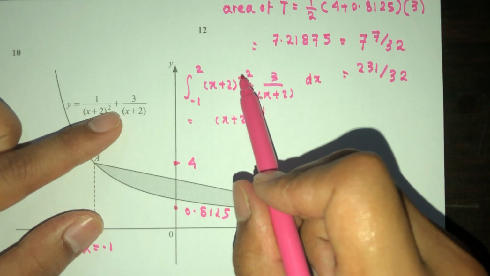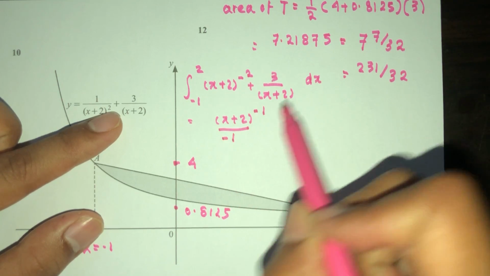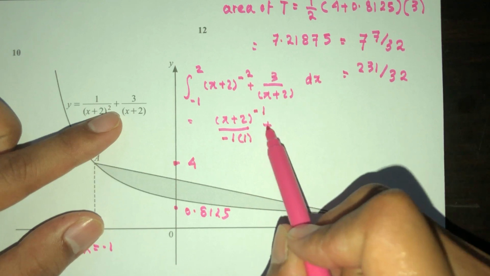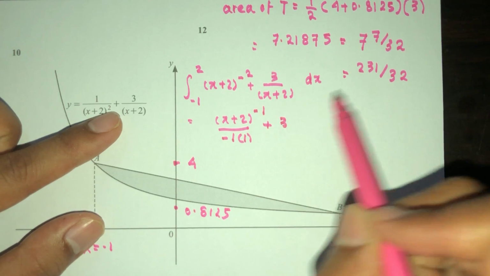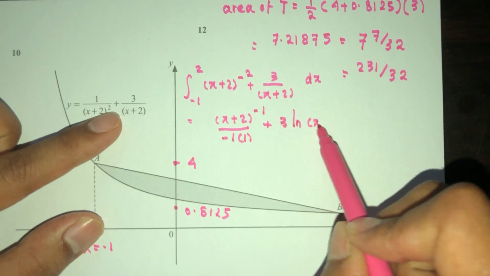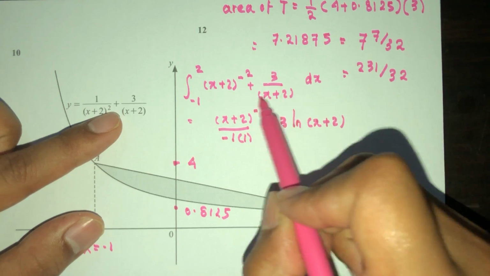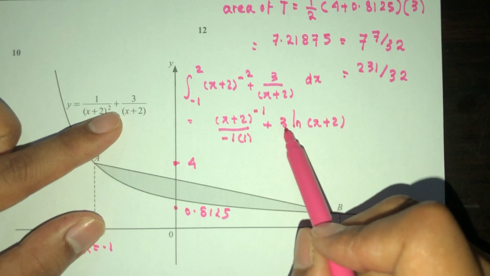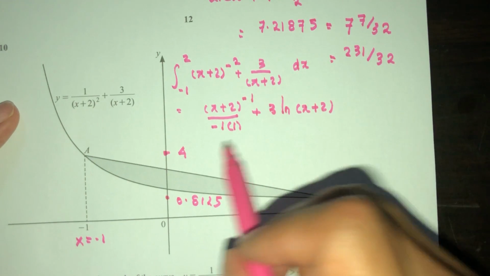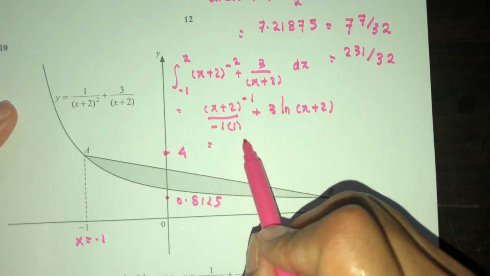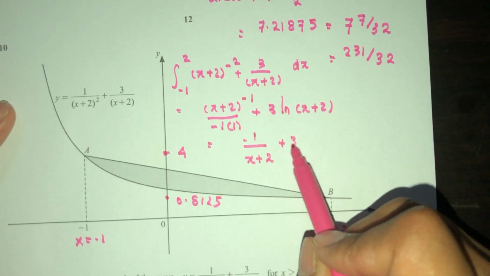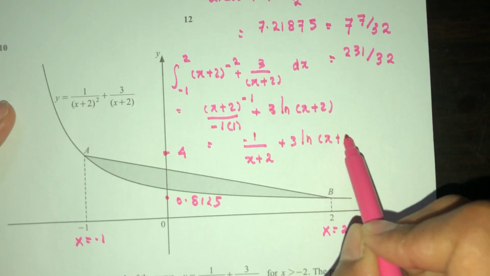You have to increase the power by 1 and then divide by the same power and divide by d by dx of the value inside. That will become 1. And this will become plus 3 is a multiple, and here we'll have ln x plus 2. Whenever this is linear below, linear means only in terms of x power 1, right? We can do this, ln of this. Now simplified, that will become minus 1 over x plus 2 plus 3 ln of x plus 2.